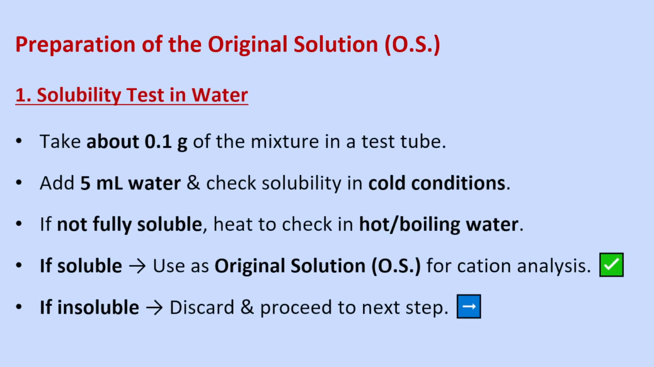Number 1. Solubility test in water. First, take about 0.1 gram of salt mixture in a test tube, add 5 ml water and check whether it dissolves or not in cold condition. If it doesn't dissolve, gently heat it and see if it dissolves in hot or boiling water. If it is completely dissolved, this aqueous solution is used as the original solution for further cation analysis. If not soluble, discard and move to the next solvent.